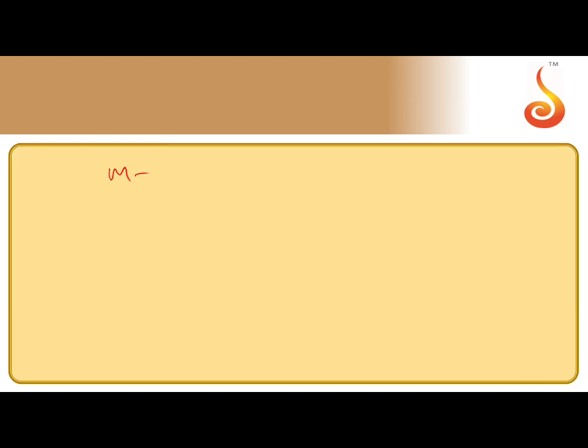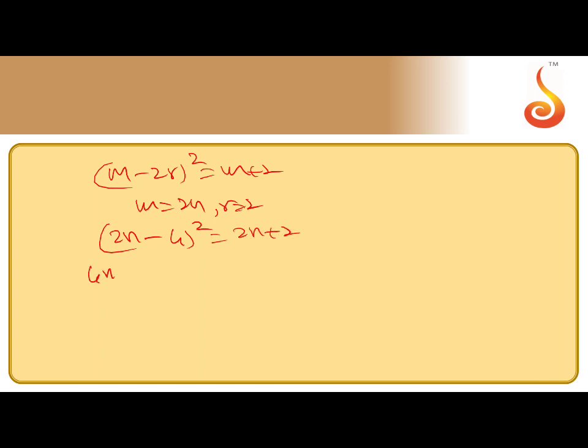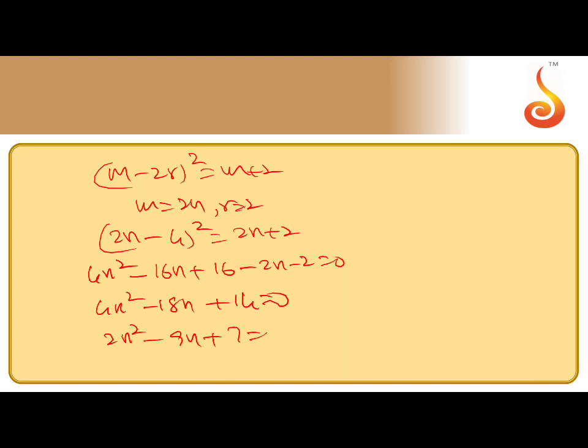So what is the condition? (m - 2r) whole square equal to m + 2. Here m is 2n and r equals 2. So (2n - 2 into 2, that is 4) whole square equal to 2n + 2. Expand the left side: 4n square minus 16n plus 16, minus 2n minus 2 equal to 0. So 4n square minus 18n plus 14 equal to 0. Cancel by 2: 2n square minus 9n plus 7 equal to 0.